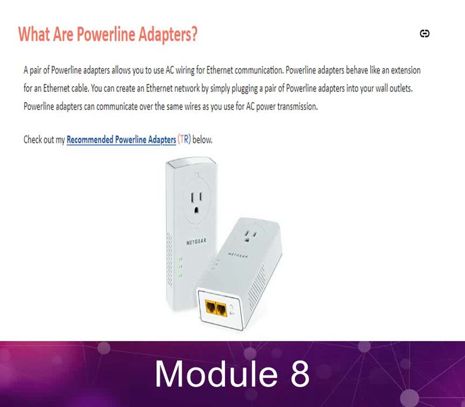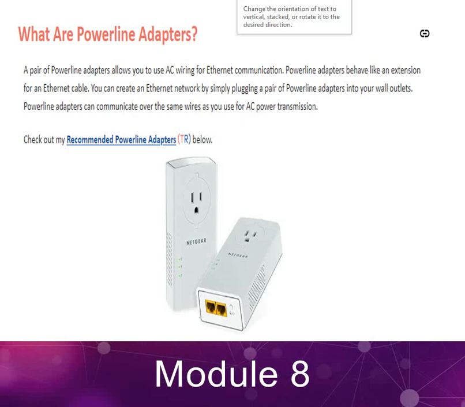So here is a pair of power line adapters allow you to use AC wiring for Ethernet communications. Power line adapters behave like an extension for an Ethernet cable. You can create an Ethernet network by simply plugging in a pair of power line adapters into your wall outlets. Power line adapters can communicate over the same wires as you use for AC power transmission.